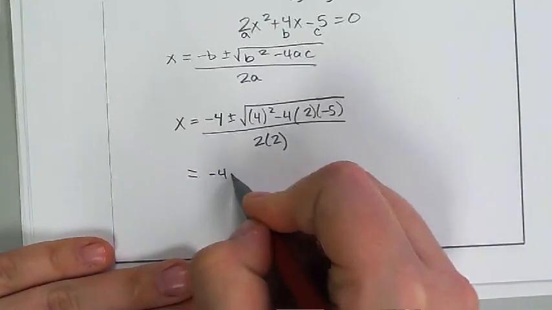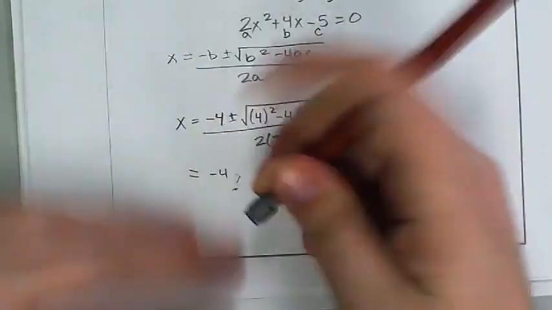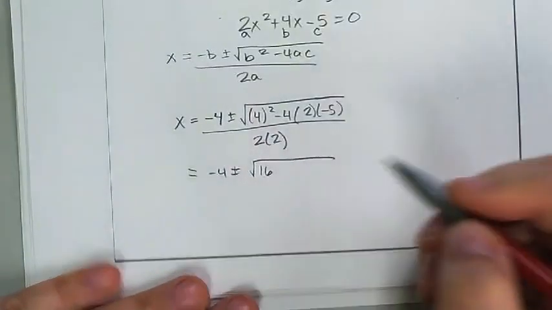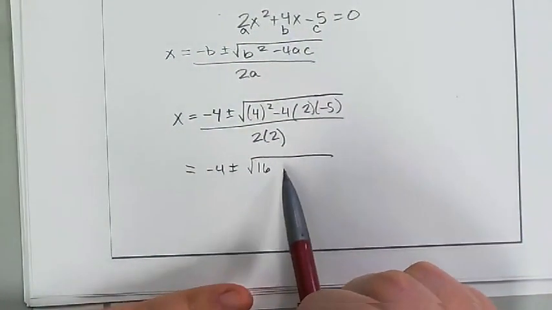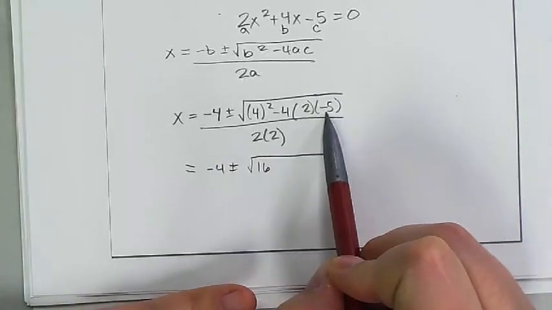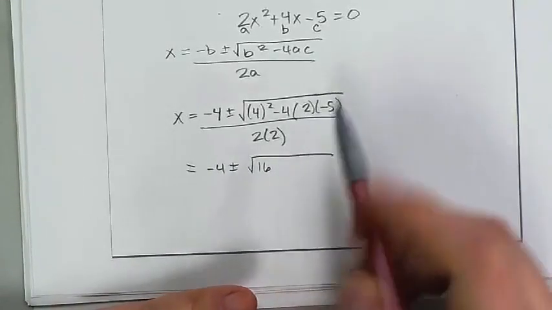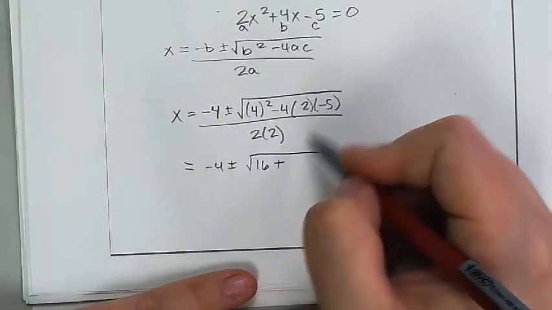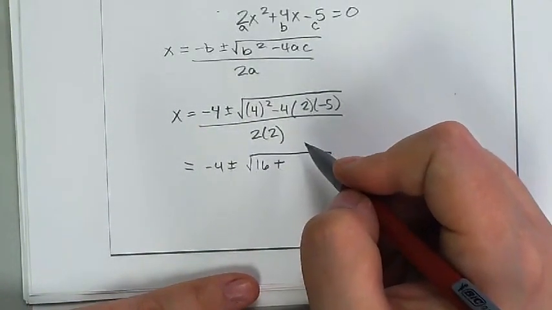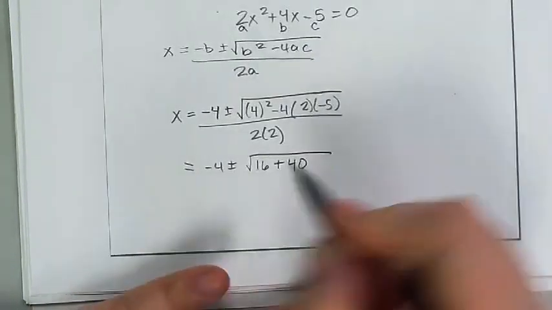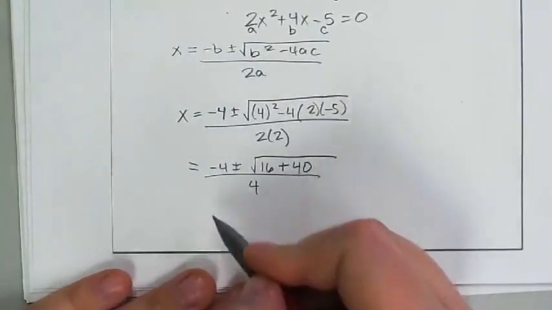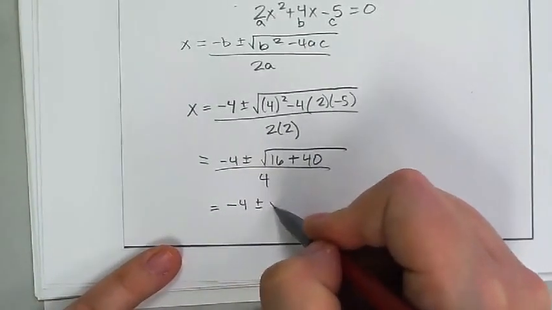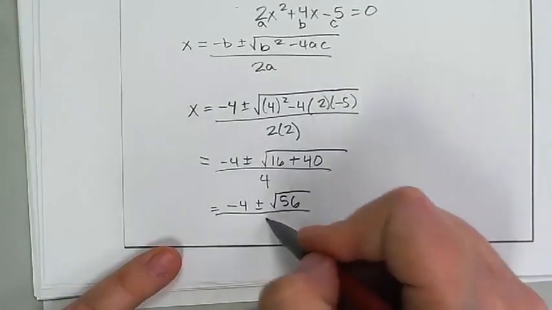Alright, 4 squared is 16. Right here, be careful. There's a negative here and another negative here. So when there's two negatives, that'll end up making a positive. 4 times 2 is 8. 8 times 5 is 40. Okay, negative 4 plus or minus the square root of 56 all over 4.